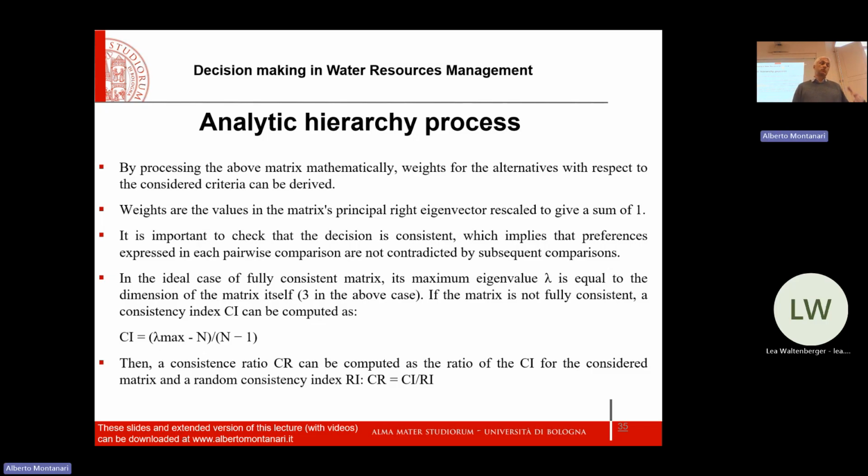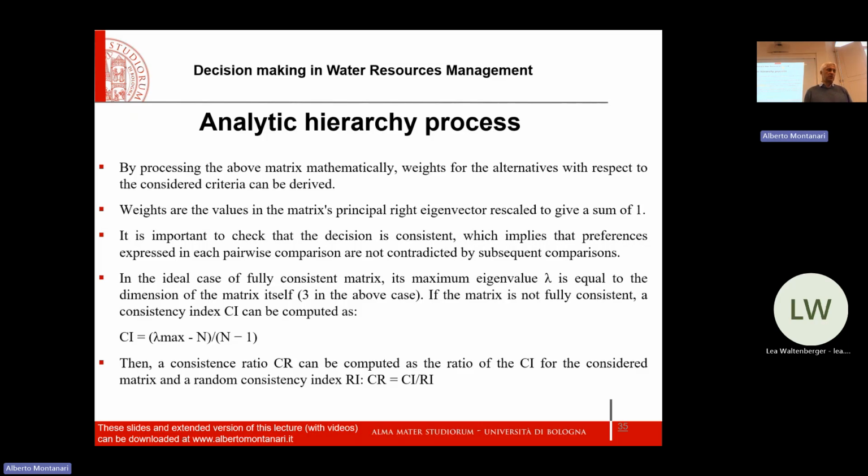So it's important to check that the decision is consistent. In the ideal case, it can be proved that for a fully consistent matrix, the maximum eigenvalue, lambda, should be equal to the dimension of the matrix, 3 in the above case, or 4, I think it was 4. I think there is something I forgot, minus 1. So it is indeed 3 in the above case.